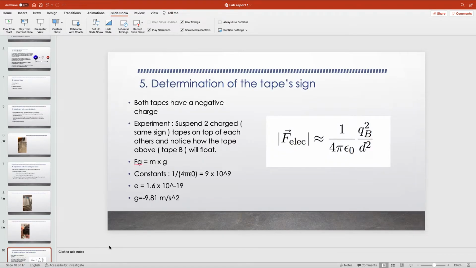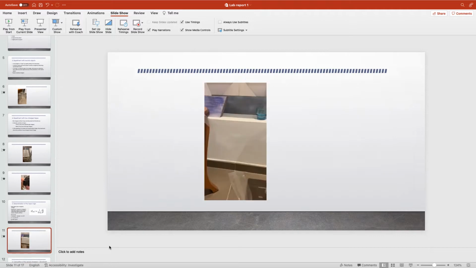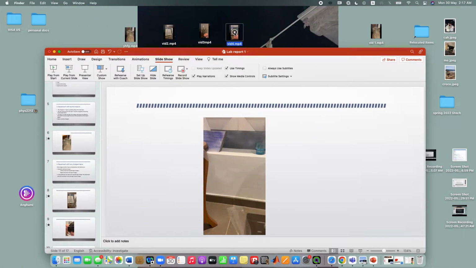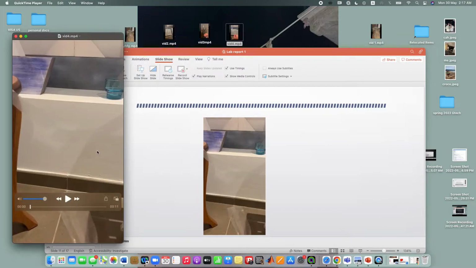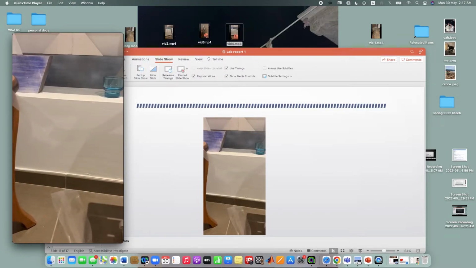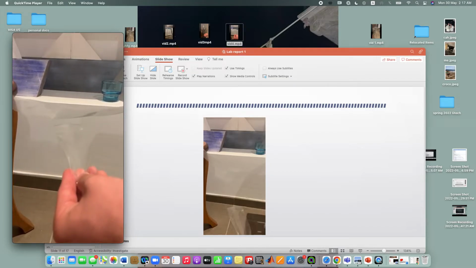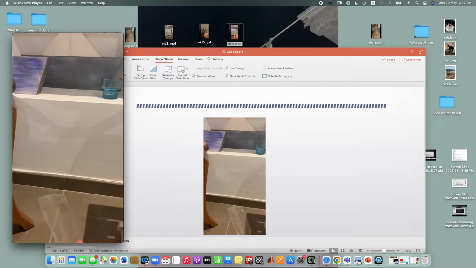Now let's determine the charge of the tape. We will make an experiment. We will suspend two charged tapes which have the same sign on top of each other, and notice how the tape above, which is tape B, will float. I will show you this video right here. So the two tapes are repelling each other from a distance of 5 centimeters.